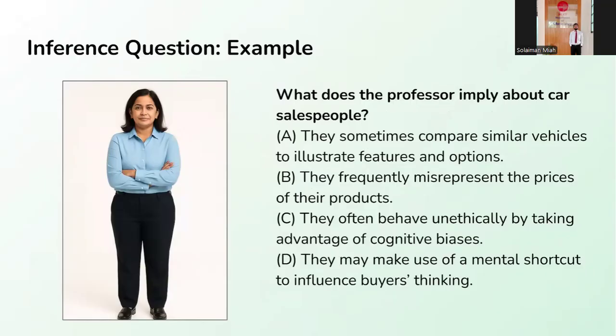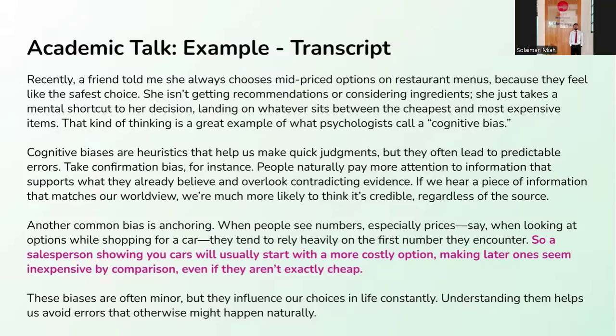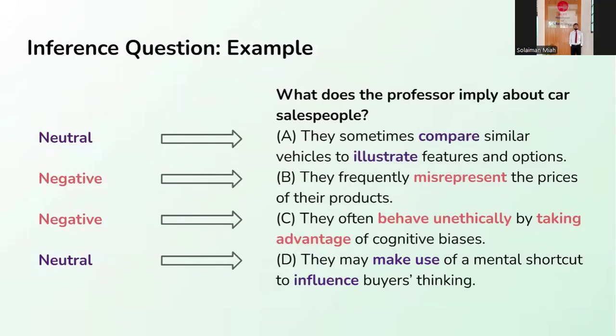Before we choose an answer, let's take a look at that transcript to illustrate how the test makers wrote this question. Notice here in the transcript the professor's wording and tone. She says, "A salesperson showing you cars will start with a more costly option, making later ones seem inexpensive." There aren't strong opinions or emotions. It's matter of fact. Now let's look at how the answer choices differ. The first answer choice is pretty neutral. The words used here, like compare and illustrate, don't show an opinion.